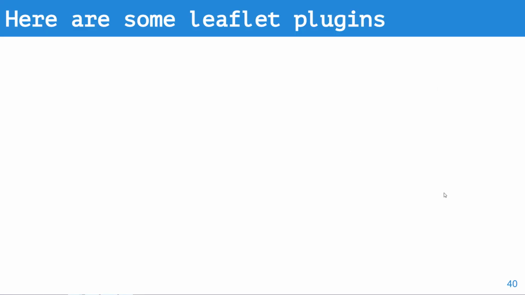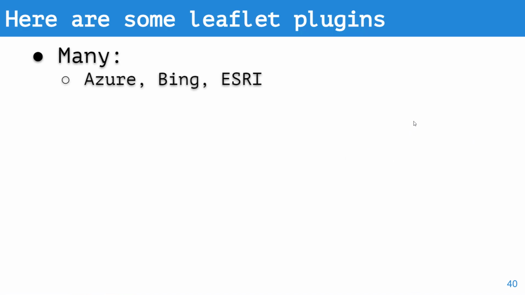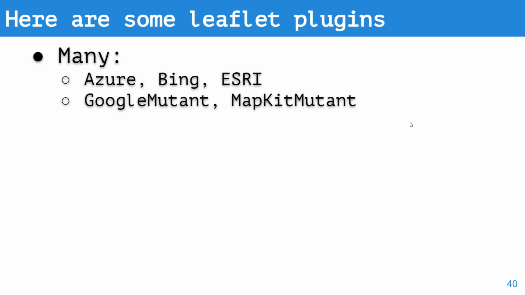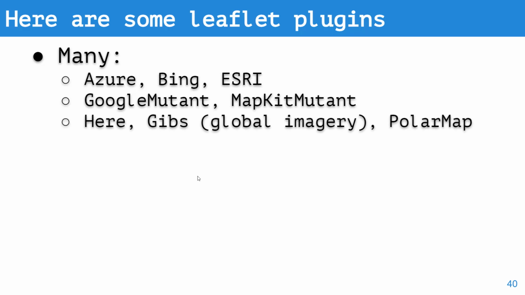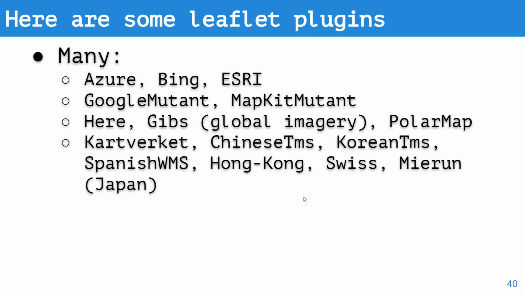So if you don't see the base map or layers that you're dealing with in stock Leaflet, do go check out the plugins, because there are many. There are ones for Azure, Bing, and ESRI, Google Mutant, MapKit Mutant. A product called HERE, GIBS, Global Imagery, Polar Map, because Web Mercator is not good at the poles. There are different ones, I think, Kartverket.